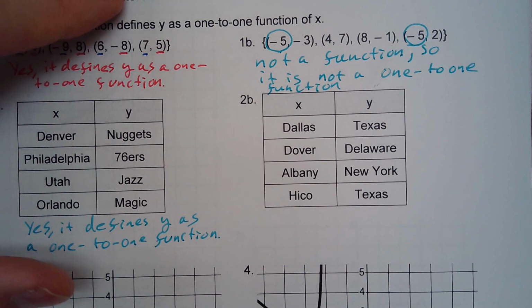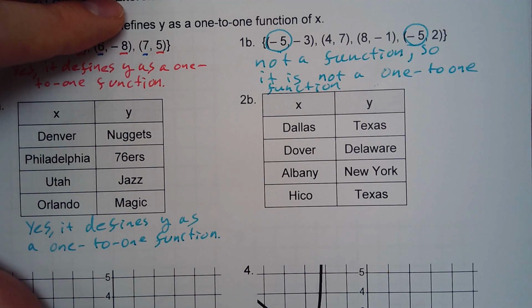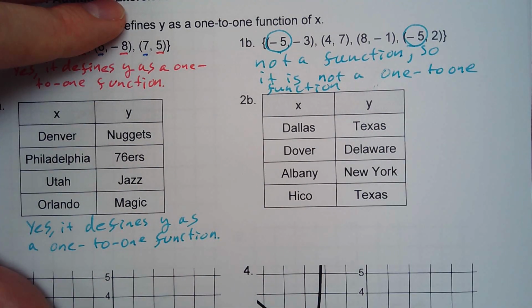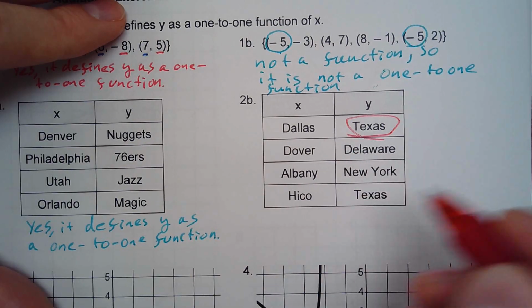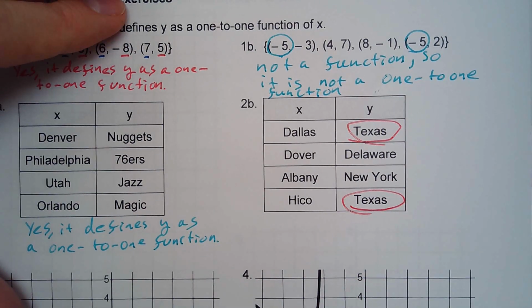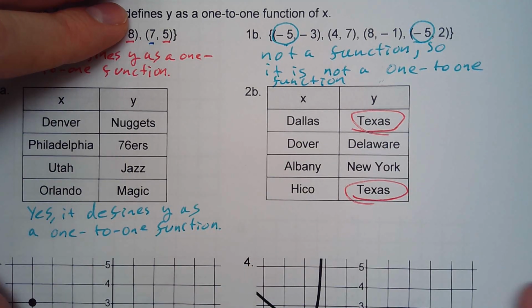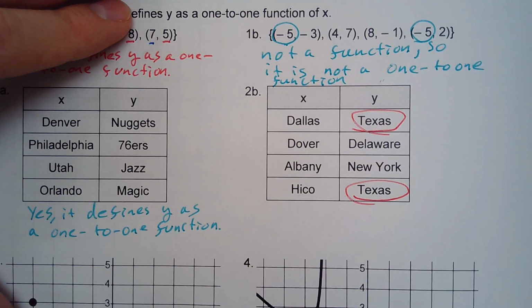All right, let's try this next one. Even though it is a function, I got the same y value coming from two different x values. So this is not one-to-one.